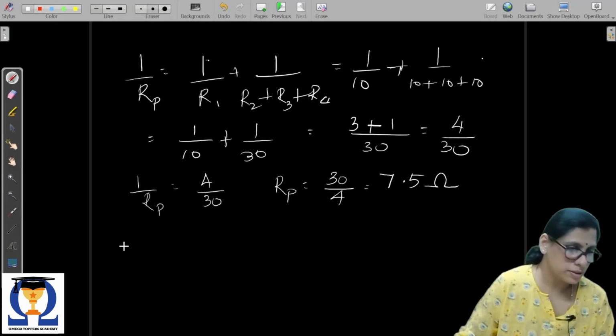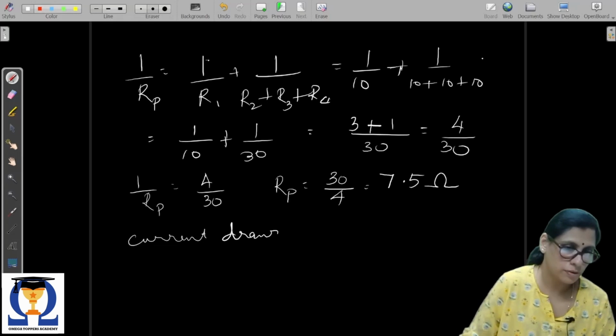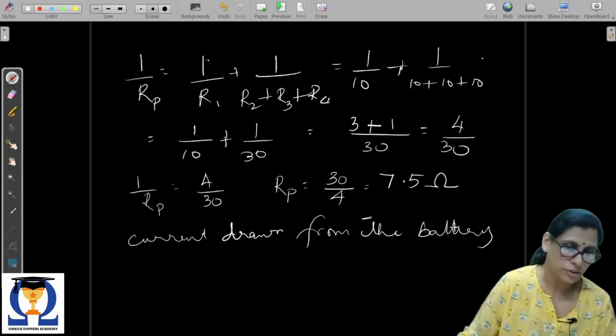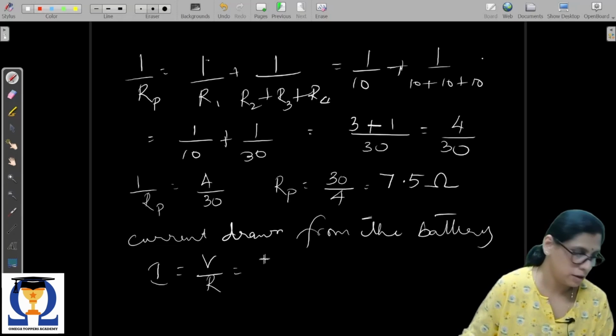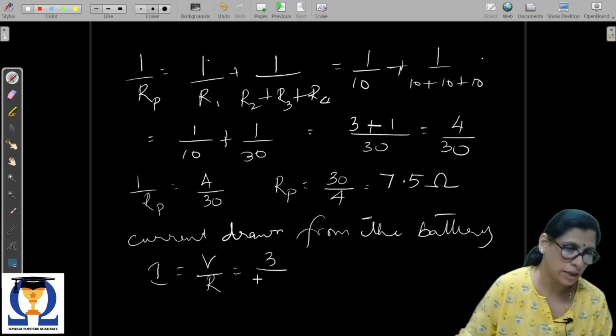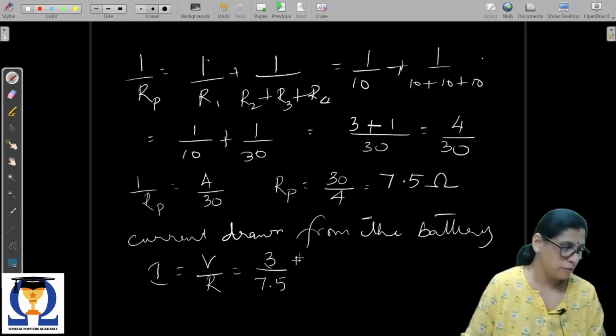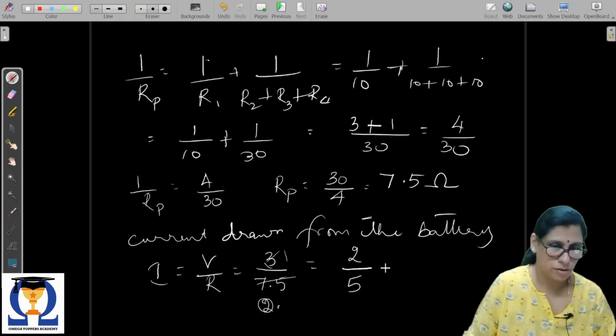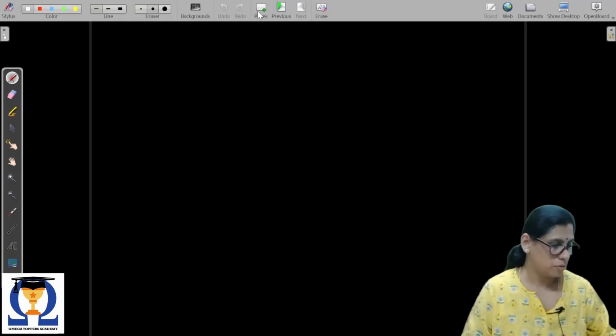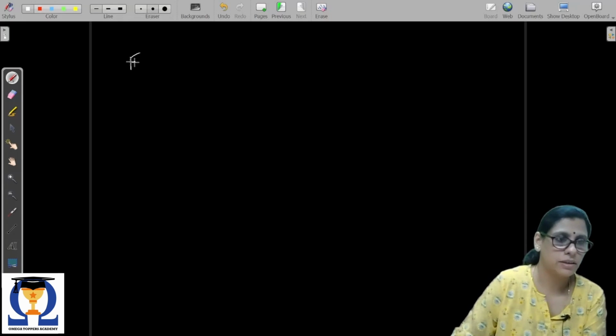Okay, now coming to the second part of the question, the current drawn from the battery. So what is actually the current drawn from the battery? So I is equal to V by R. Voltage is 3 volts and R we have calculated as 7.5 ohms, which we get as 2 by 5 amps.